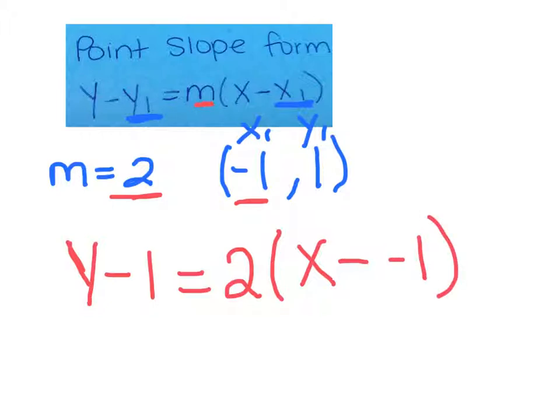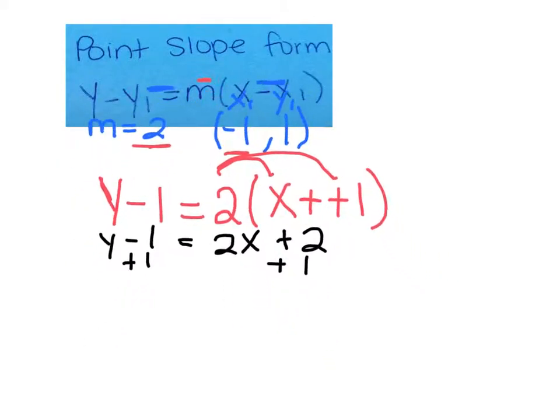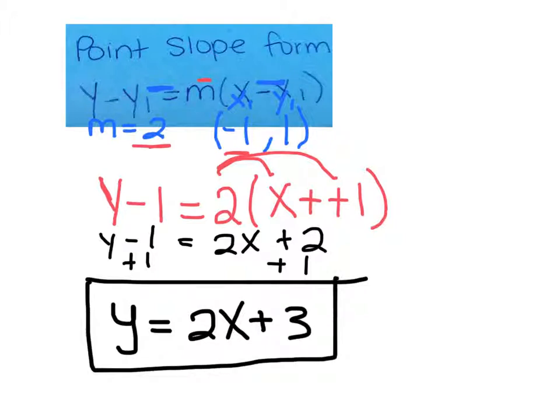Now if you want to go ahead and fix this minus right now, let's do that. That will become a plus, a positive. And what we're going to have to do is distribute this 2 in to our parentheses. So this is going to be 2x plus 2. And all that we have left to do is get y by itself. So we need to add the 1 over. So when you do that, you end up with y equals 2x plus 3. Both equations give you the same equation.